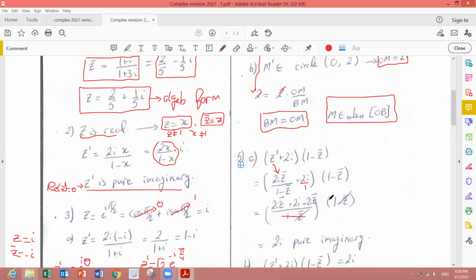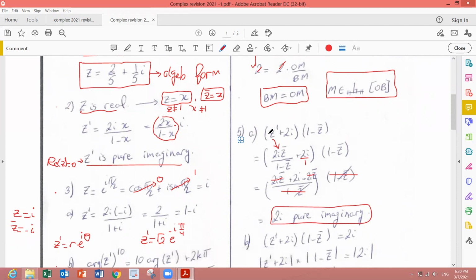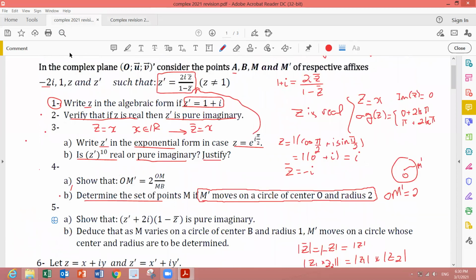The 1 minus Z bar cancels. 2I Z bar minus 2I Z bar cancels, and we get 2I, which is pure imaginary. It is simple, just replacing Z prime by its value. So don't expand.